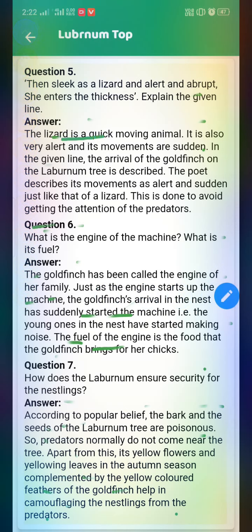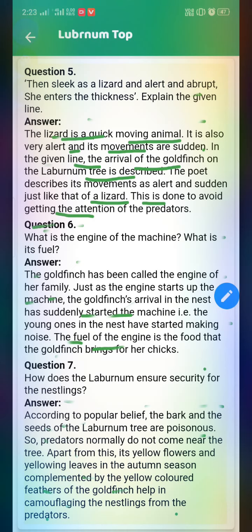Answer. The lizard is a quick moving animal. As you can see, lizards move quickly. It is also very alert, and its movements are sudden. It is very fast. In the given line, the arrival of the goldfinch on the laburnum tree is described like that, and the poet describes its movements as alert and sudden, just like that of a lizard. This is done to avoid getting the attention of the predators. It is used so that predators could not notice the babies of the goldfinch.